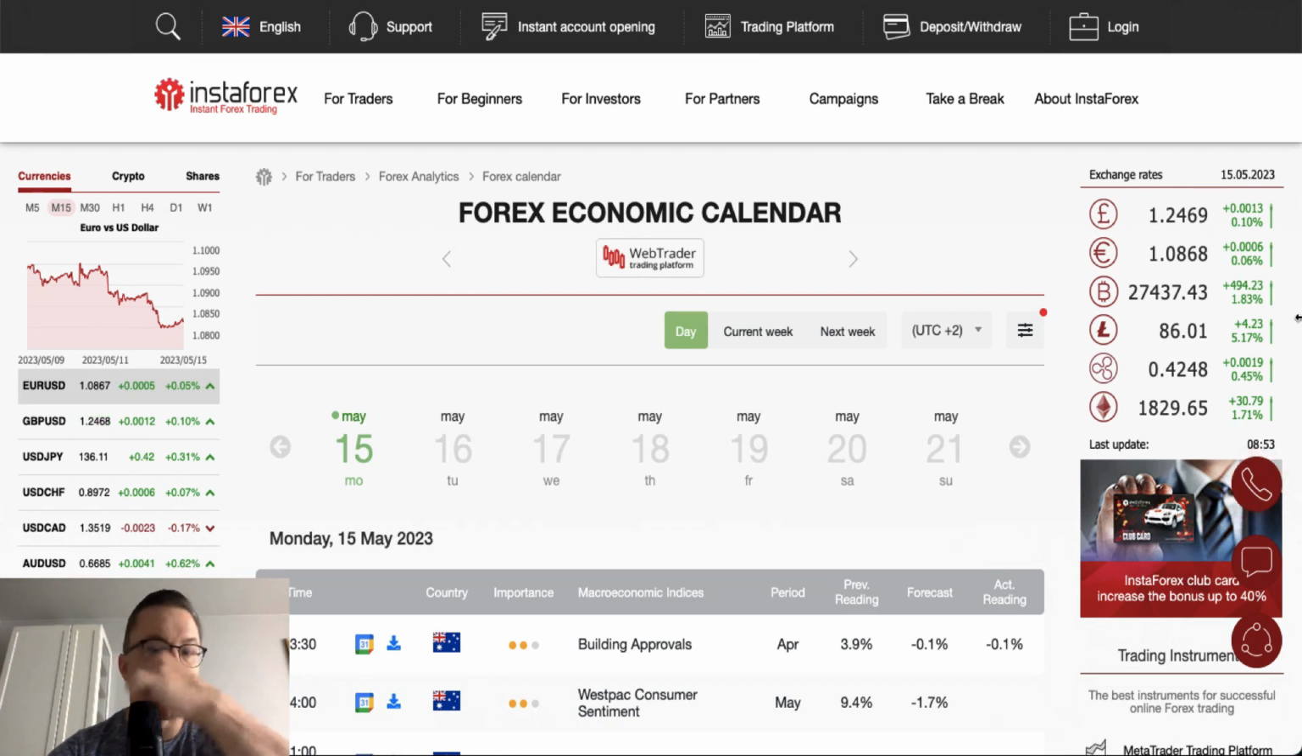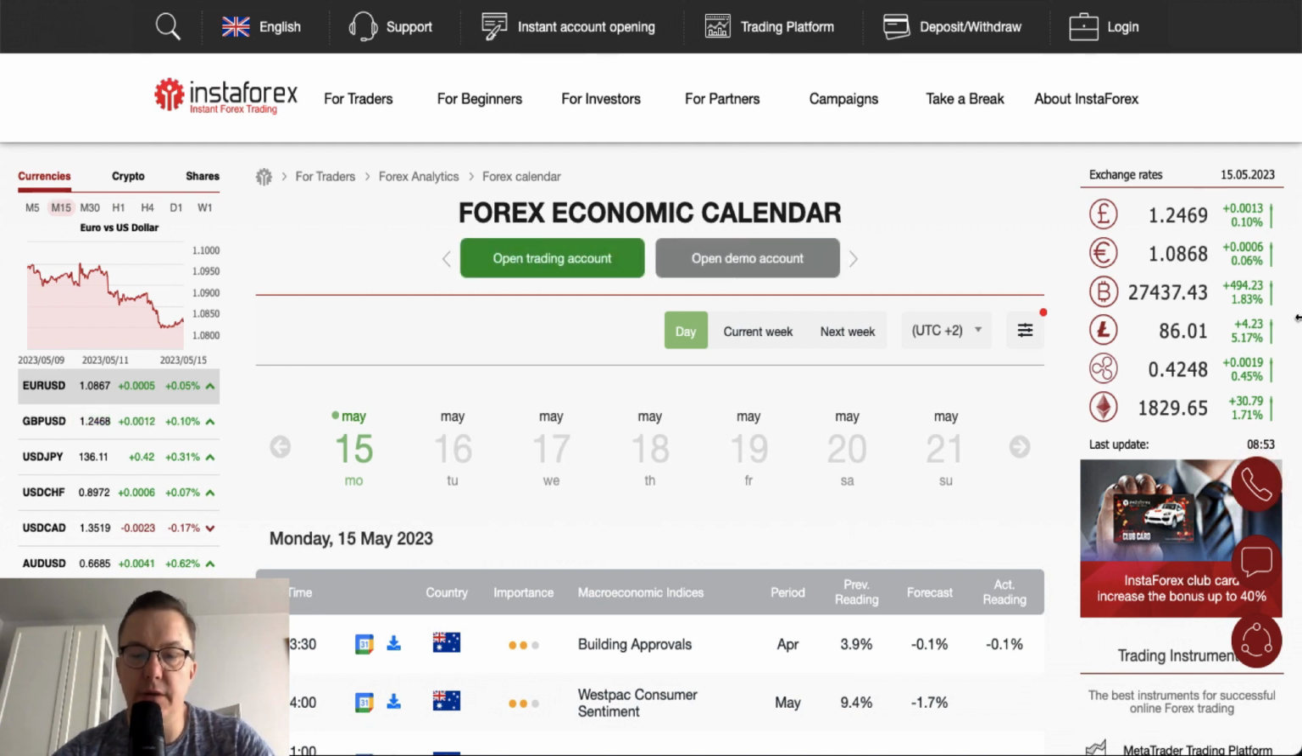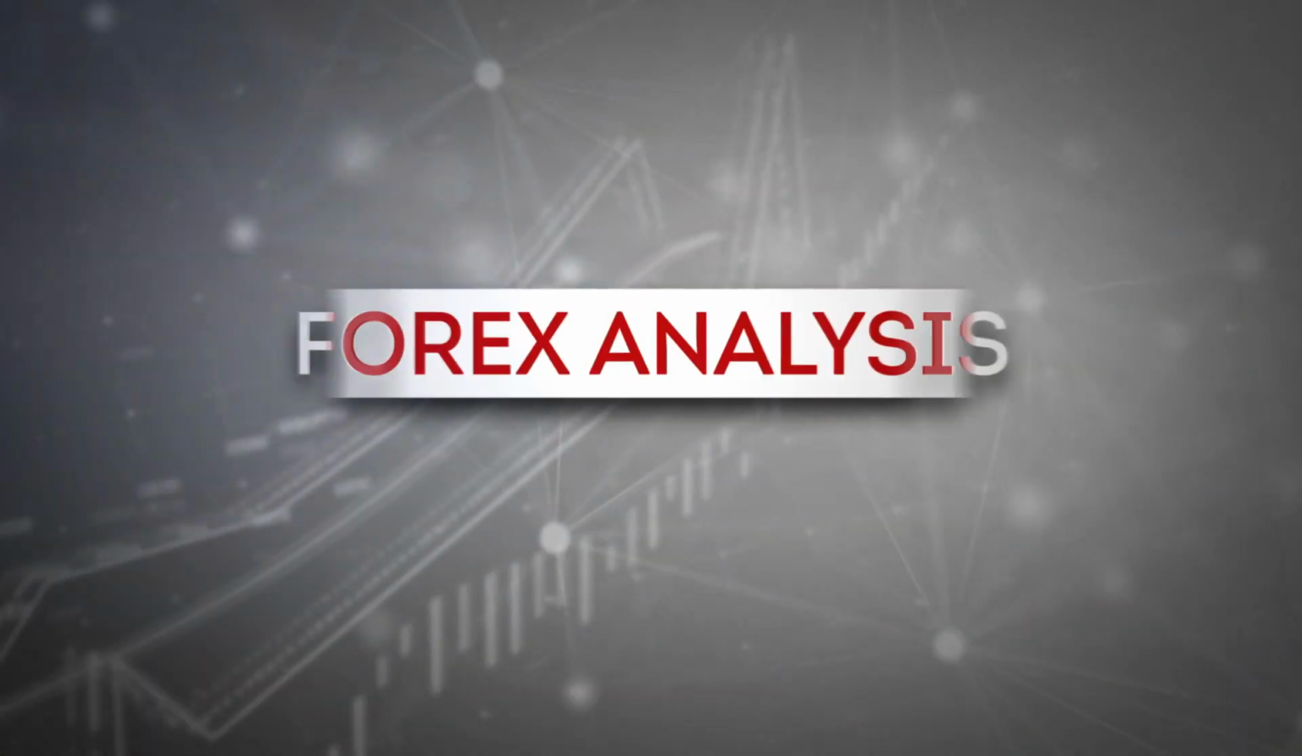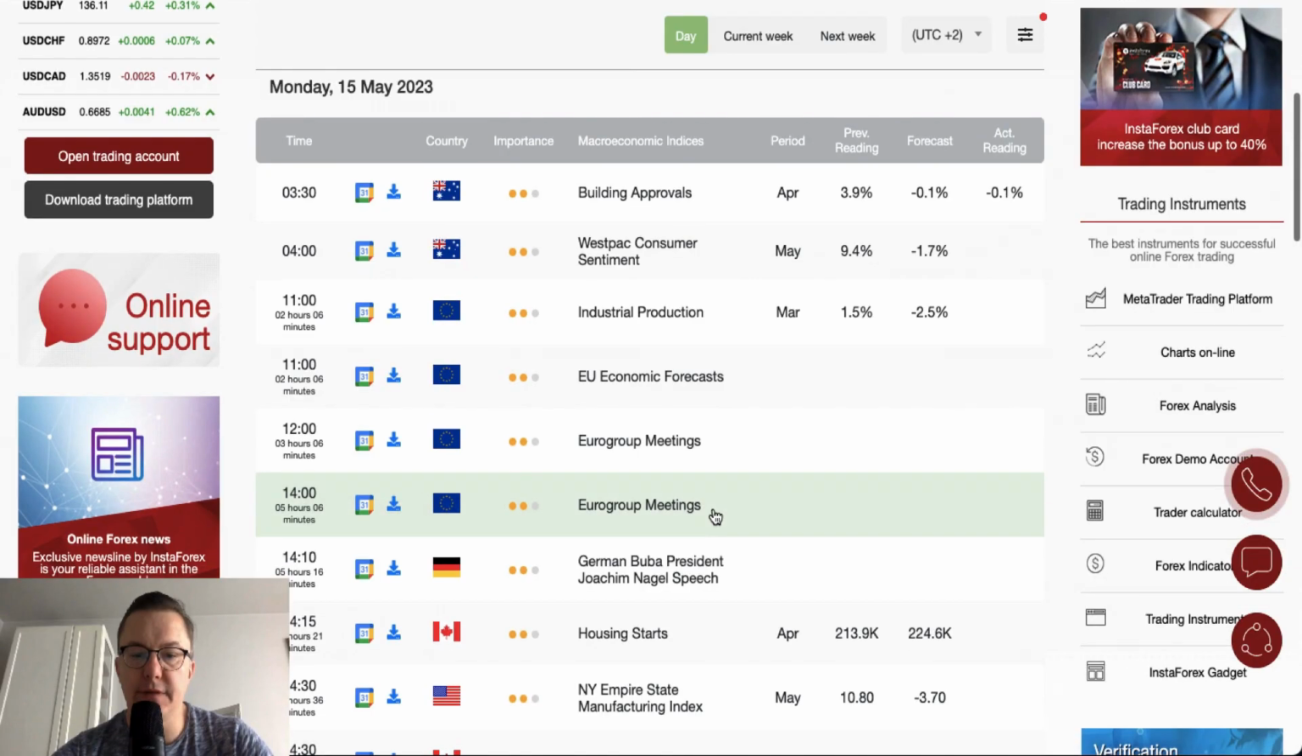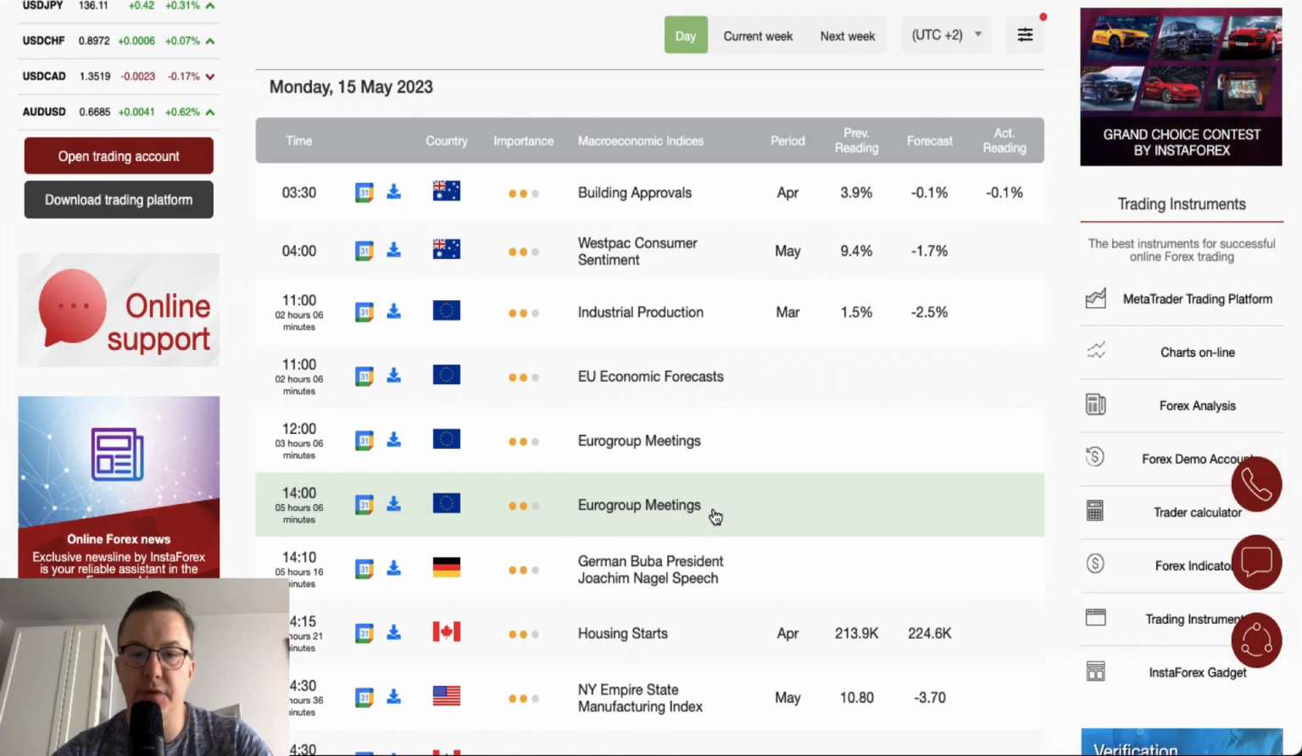Today is Monday, the beginning of the trading week, May 15th, 2023. Let's find out what is going on the Forex calendar today. As you can see, we got plenty of data scheduled for release. Australian data already were released overnight, building approvals and Westpac consumer sentiment.